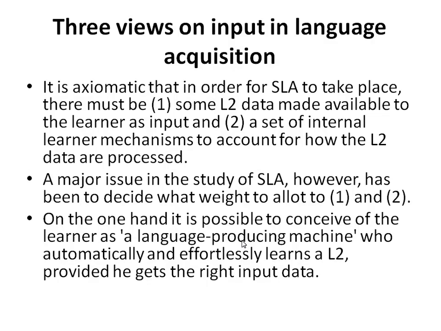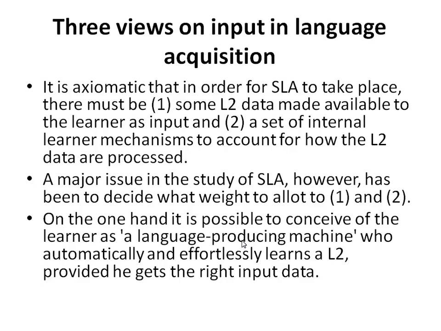So it is axiomatic that, তার মানে axiomatic means প্রবাদ বাক্যের মতো সত্য. প্রবাদ বাক্য কি? সূর্য পশ্চিম দিকে ওঠে পূর্ব দিকে অস্ত যায়. প্রবাদ বাক্য কি? সূর্য পূর্ব দিকে ওঠে পশ্চিম দিকে অস্ত যায়. এটা হলো প্রবাদ বাক্য. এরকম in case of input and output, it is axiomatic that in order for SLA to take place, there must be some L2 data made available to the learners as input.